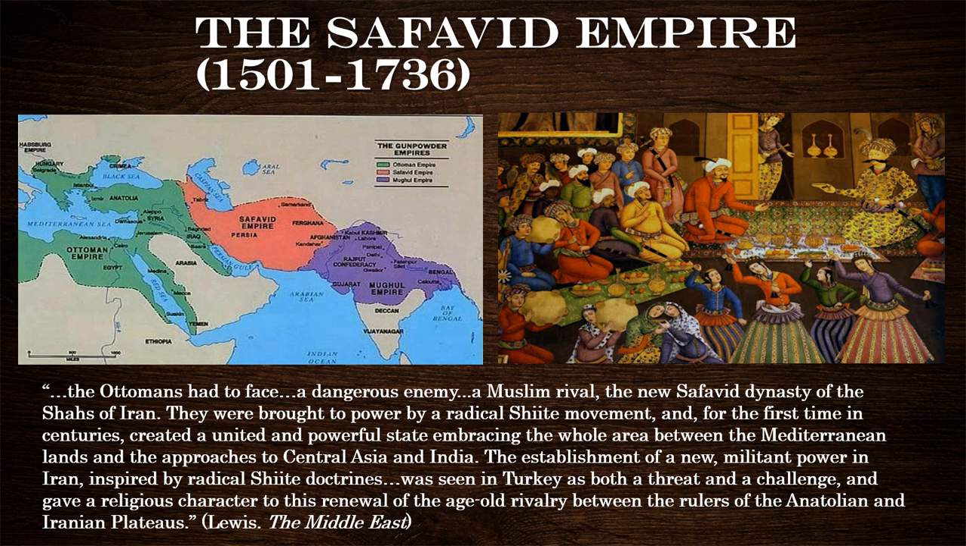The establishment of a new militant power in Iran, inspired by radical Shiite doctrines, was seen in Turkey as both a threat and a challenge, and gave a religious character to this renewal of the age-old rivalry between the rulers of the Anatolian and Iranian plateaus. So the Anatolian plateau is basically where Turkey is. If you look on the right, Turkey's a peninsula, the green there, going from left to right. And they had been longtime rivals of the peoples of the Iranian area, which is the one in the salmon color. So this rivalry is renewed now under two new and somewhat new empires.